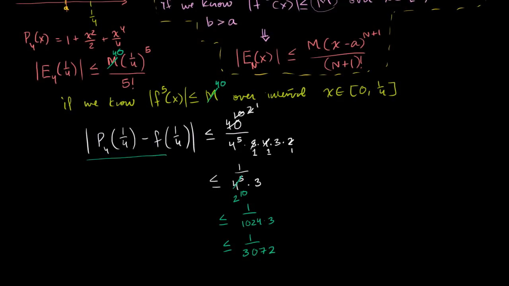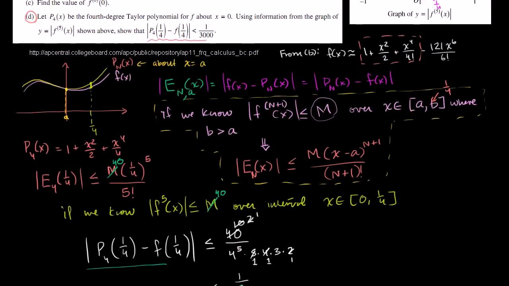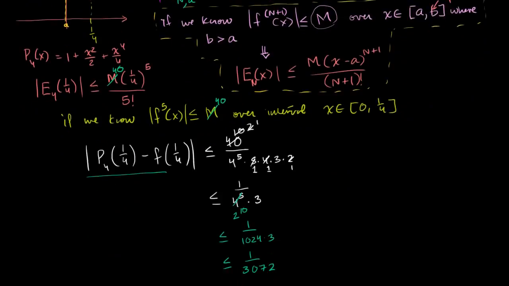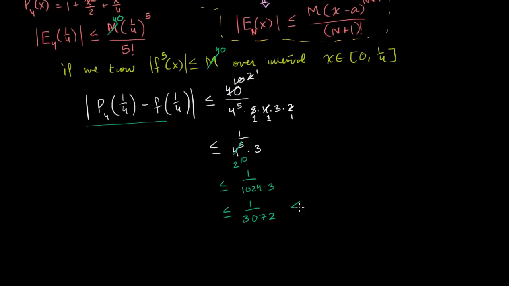We know that for a fact. Well, if something is less than 1 over 3,072, it's definitely going to be less than 1 over 3,000. 1 over 3,000 is a larger number. It has a smaller denominator. That's definitely less than or equal to 1 over 3,000. And then we are done. We've proven that this is less than 1 over 3,000. We've proven that the error at 1/4 is less than 1 over 3,000.